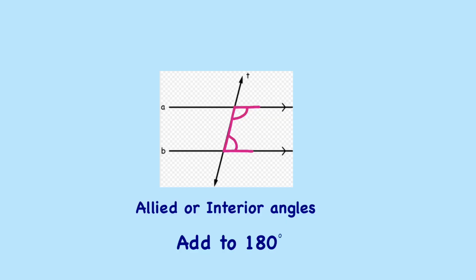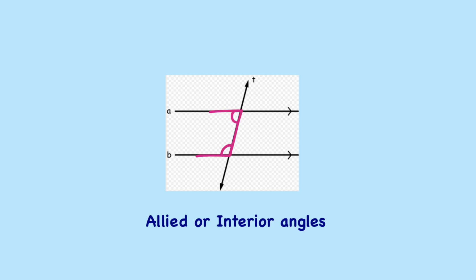Now it should be quite obvious that they're not the same, because if you look you can see that one is an obtuse angle and the other one is an acute angle. So just remember that allied or interior angles, they've got two different names, either allied or interior, they add up to 180. They're not the same, they add up to 180. Like corresponding and alternate angles, the angles can be found also in a backward C.